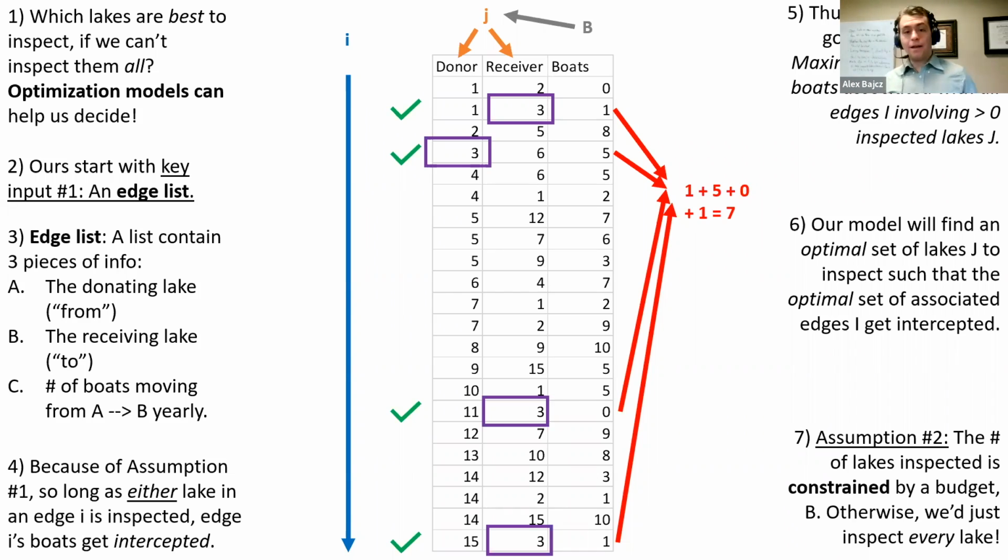So we need to give our model a third important thing, and that's something called a constraint. A constraint is a rule that the model cannot break while it is searching for the best solution. So here we'll tell the model that there is a max inspector budget, capital B, and it cannot inspect more lakes than the budget allows it to do. So you can see B's relationship up here controls which lakes get inspected, which controls which edges get inspected, which controls how many boats we're ending up intercepting.